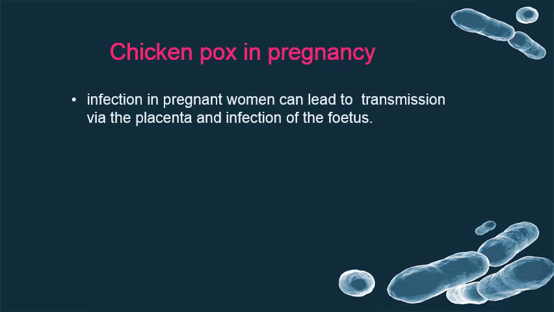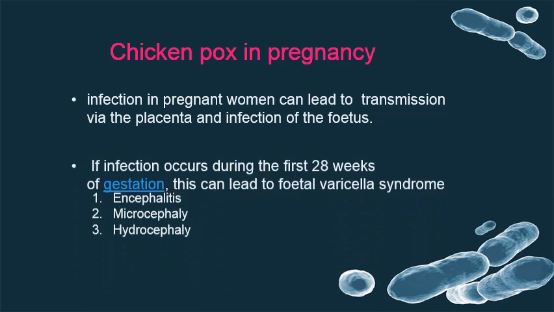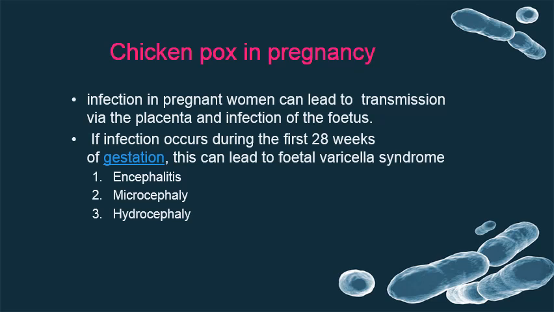Infection in pregnant women, of course, can also lead to transmission via the placenta and infection of the fetus, and this is most dangerous up until 28 weeks, when the fetus can develop fetal varicella syndrome, microcephaly, encephalitis, hydrocephaly, so all quite devastating sequelae.